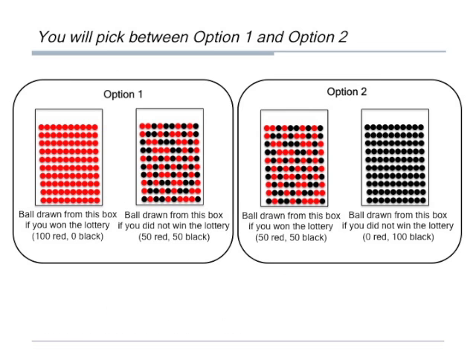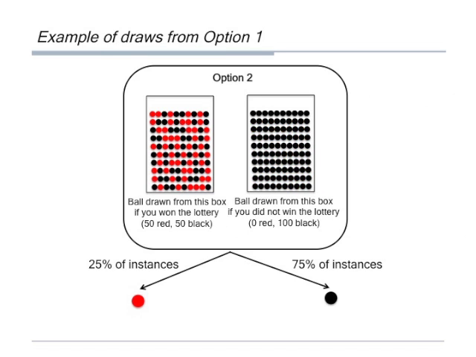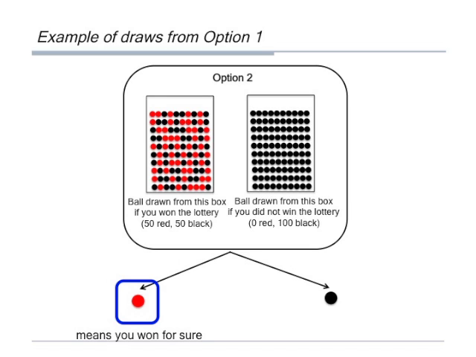We've reviewed option 1. Now let's look at option 2. You can expect to see a red ball from option 2 25% of the time and a black ball 75% of the time, because for half the participants who won, the computer draws a ball from the left box, and only half of those instances the color of the ball will be red. If you see a red ball from option 2, it means that you won the lottery. You know this for sure because the only way you can see a red ball is if it comes from the left box, and the computer only draws from that box if you won.